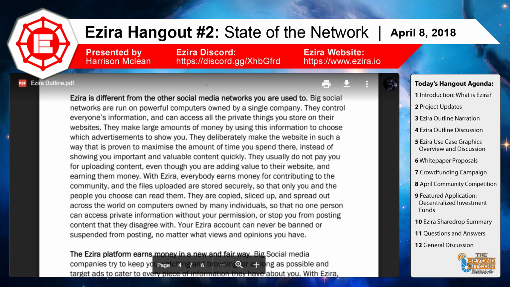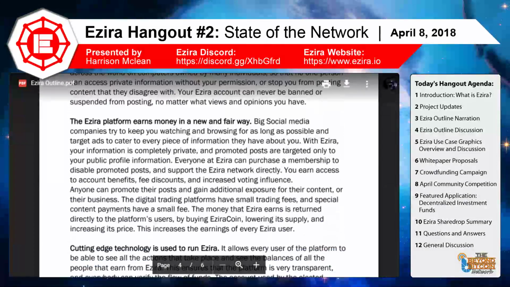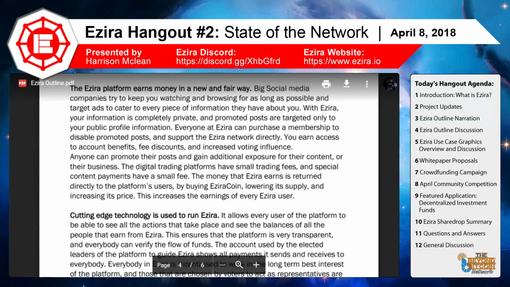They are copied, sliced up, and spread out across the world on computers owned by many individuals, so that no one person can access private information without your permission or stop you from posting content that they disagree with. Your Ezira account can never be banned or suspended from posting, no matter what views and opinions you have. The Ezira platform earns money in a fair and new way.